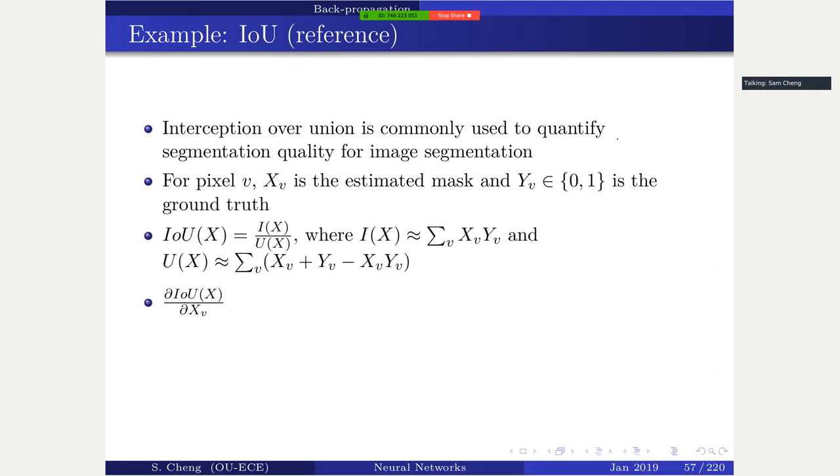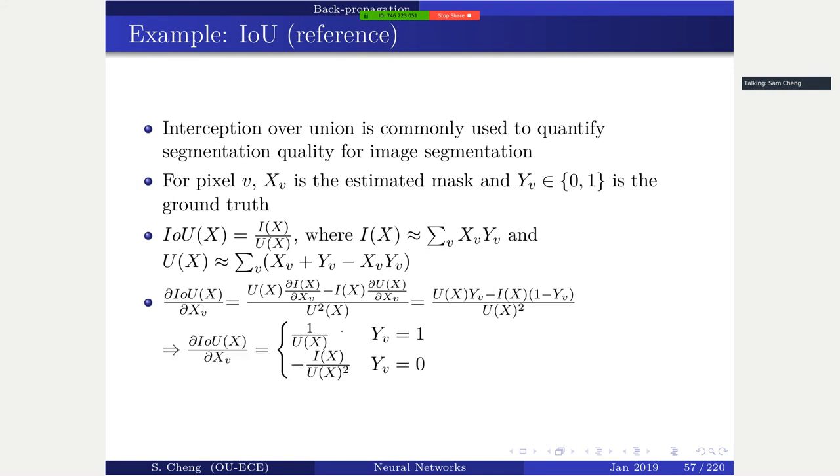And the key there is that we can approximate this intersection over union. We approximate the intersection like this, so it's just a product for each of these values here. And then we can approximate the union like this. If we take this approximation, then intersection over union is just this over this, and this will be differentiable. We can compute the gradient, compute the derivative. Then eventually we will have the derivative just like this.